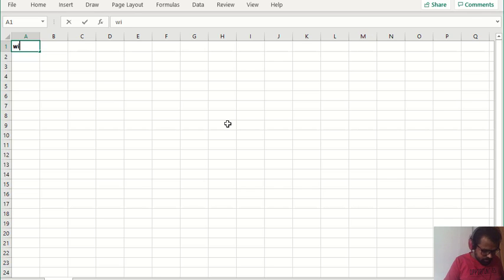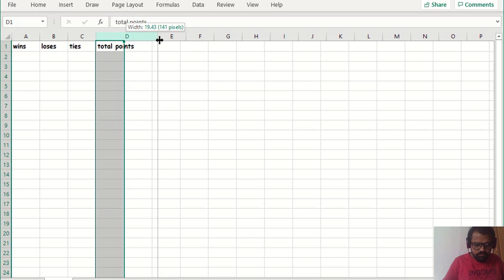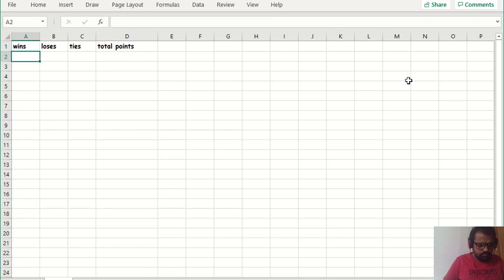So wins, losses, ties, and this is for total points. Okay, let's start with the good thing. Hope in all the five matches the Aces win. Then losses 0, ties 0. Second possibility, let's say 4 wins. That means 1 loss, 0 ties, or 0 losses and 1 tie.